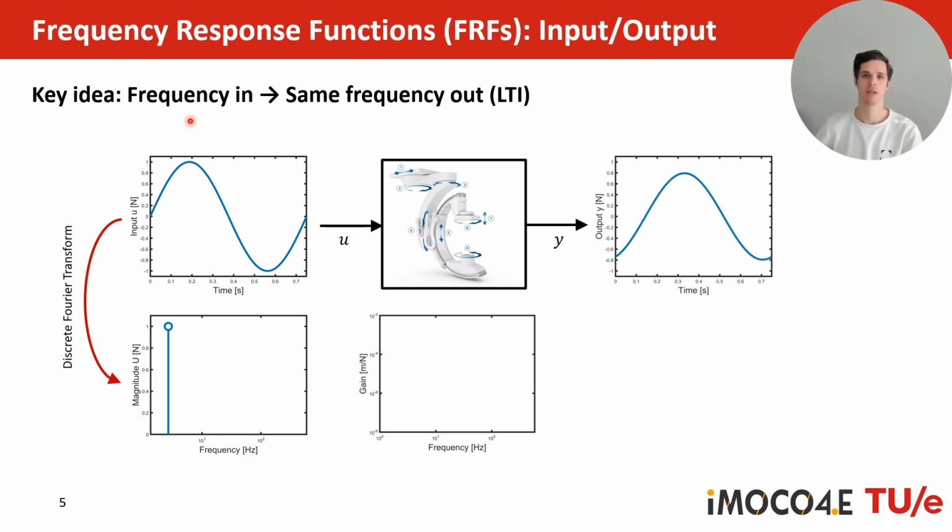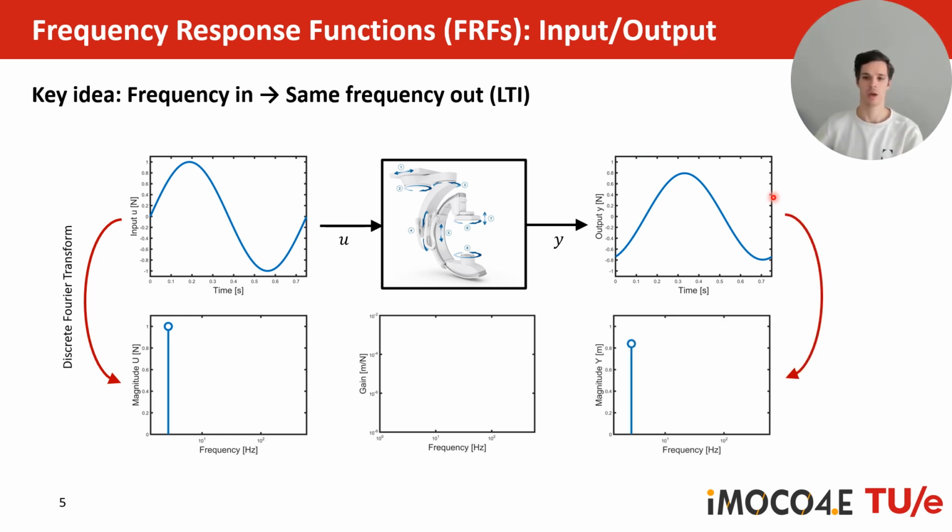Now, if we excite the system with this input, we would get the output, which is actually of the same frequency as the input, just maybe with some gain and phase differences. Also, if we take the Fourier transform of this signal, we again get only a single value at this frequency. Now, this frequency response function is actually the gain, the factor between the input and the output, which in this case results in this point over here.